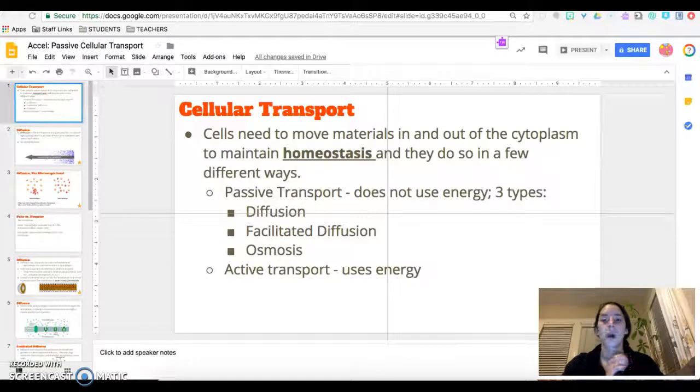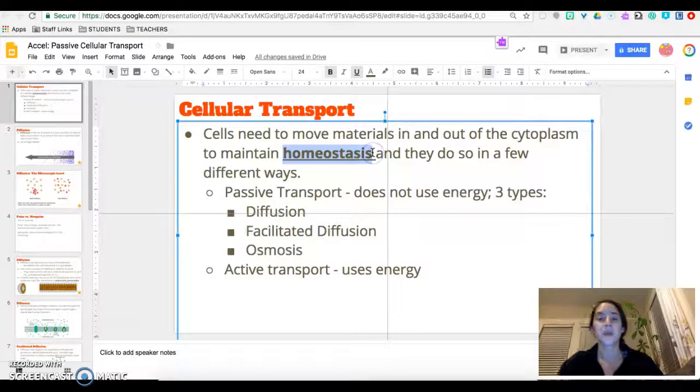So we're going to talk about that today. The biggest thing with cellular transport is that every cell needs it. You need it for homeostasis. Now remember this wonderful word, homeostasis. It means to keep everything equal. It means to keep everything in balance. And that's what cells want. That's what your body wants. Everything wants to be at homeostasis.